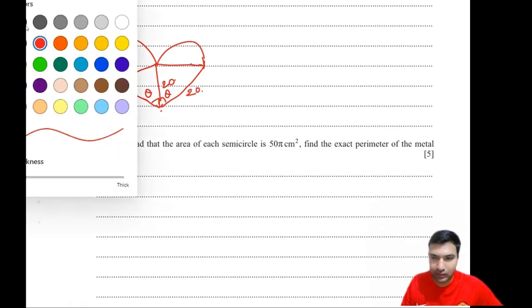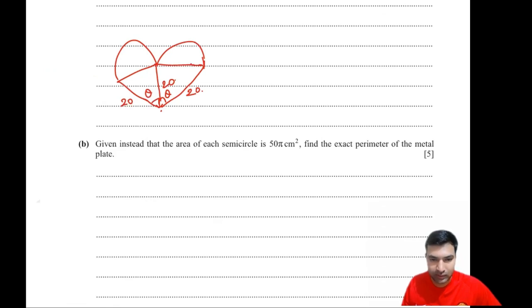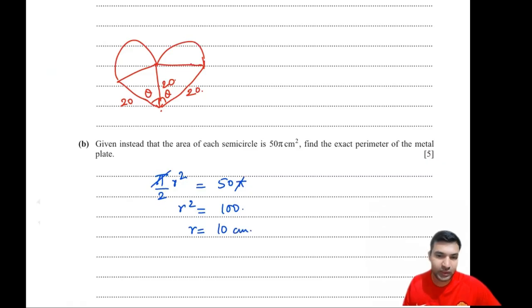So how do we proceed now? The area of a semicircle is how much? Half times r square times pi, right? So this is what is given to us as 50 pi. So pi and pi cancel out. So we get r square equal to 100, or r equal to 10 centimeters. Since r cannot be negative, we get r as 10 centimeters. This is important. So that means the radius is 10. So dia is 20. Here also the radius would be 10 and here also it will be 10.